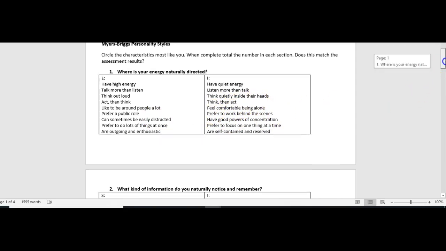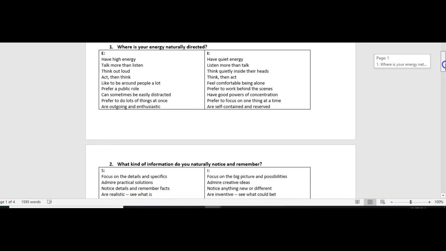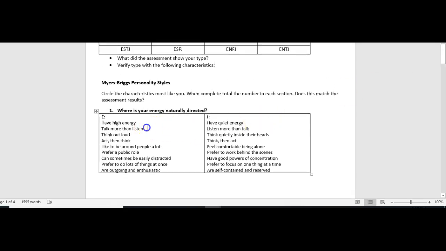Select the ones that are like you, and then add them up and see if you have more on the introverted side versus the extroverted side. Does that match with what your test says? Really key important.